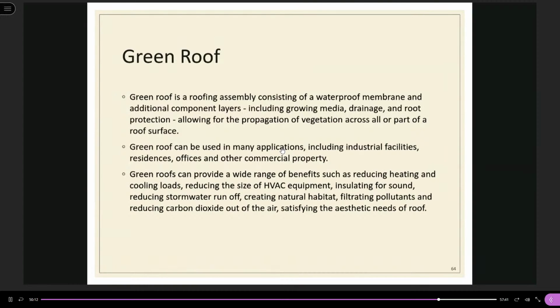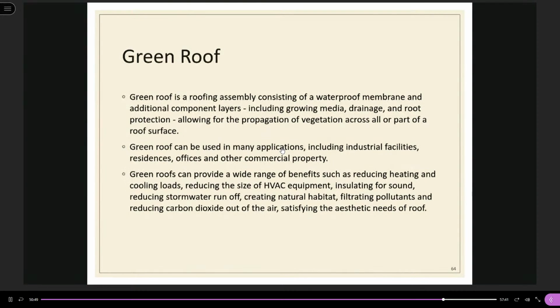We have green wall, we have green roof. So green roof is the vegetation on the roof. So green roof is the roofing assembly consisting of waterproof membrane and additional component layers, including the growing media, the drainage, the root protection, allowing for the propagation of vegetation across all or part of the roof surface. Green roof can be used in many applications, including industrial facilities, residences, offices, and other commercial property.